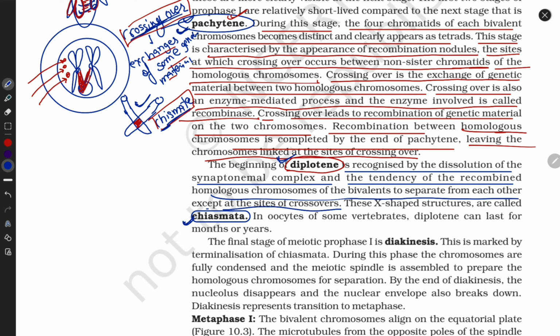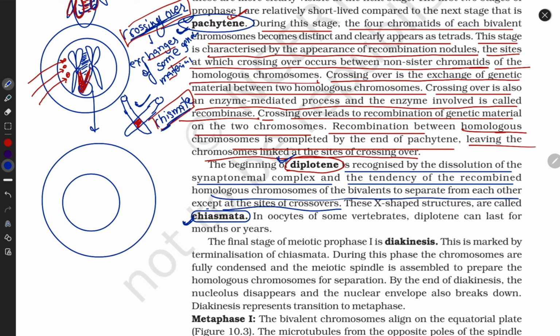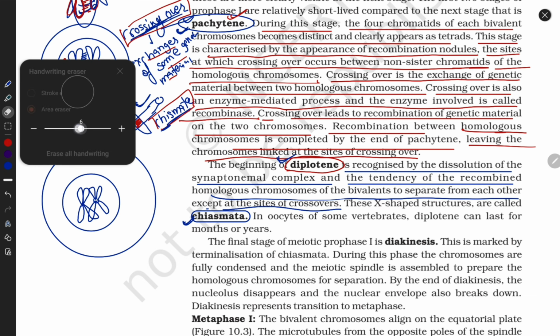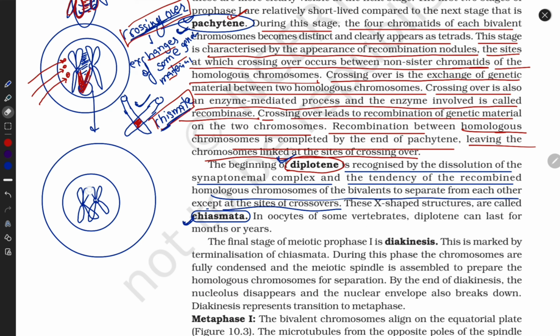And now let's see, guys. They want to say, what happened in the diplotin stage? The synaptonemal complex gets dissolved. It gets dissolved, and both the separation and attachment are dissolved.